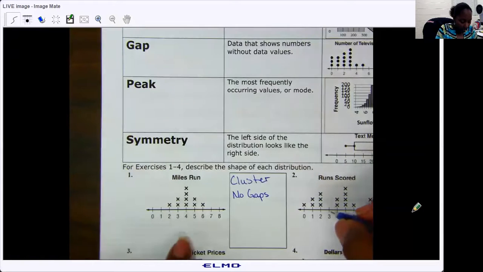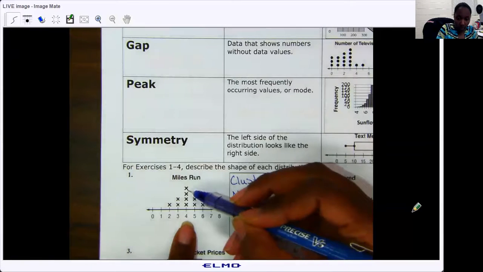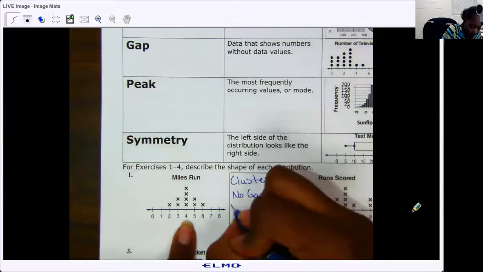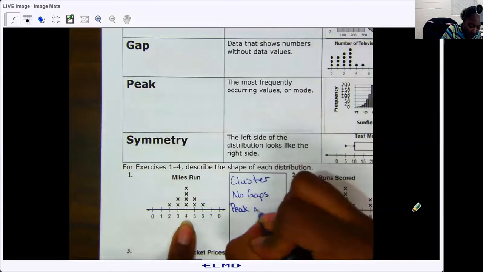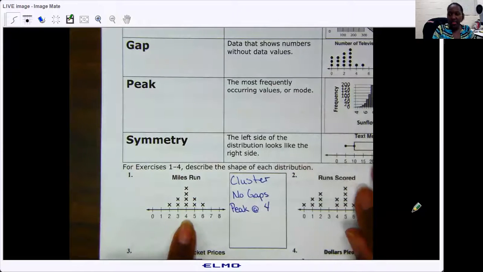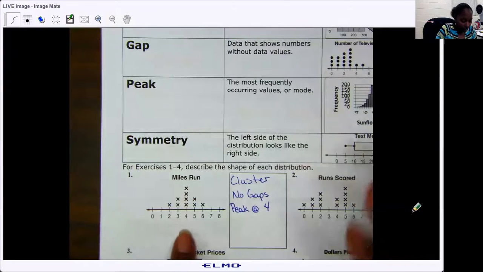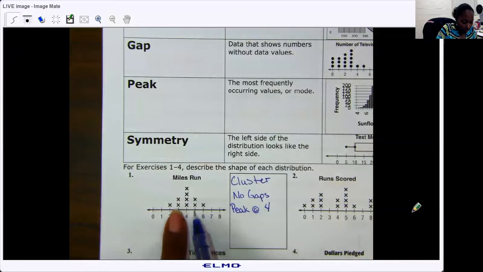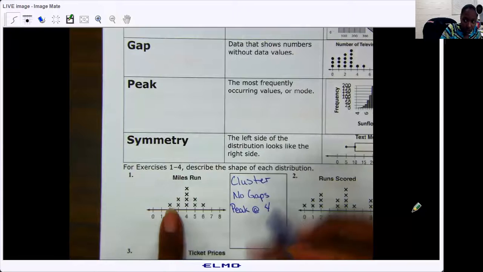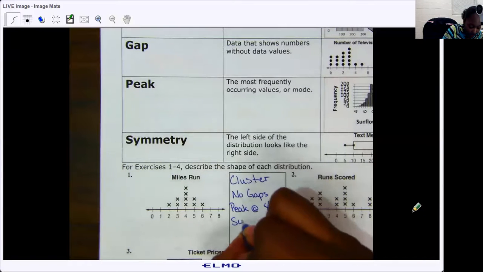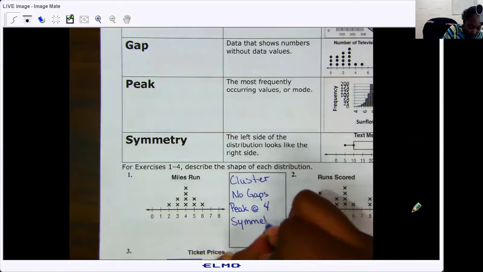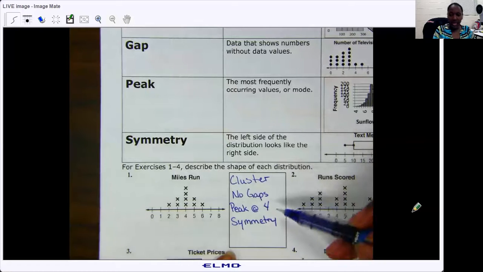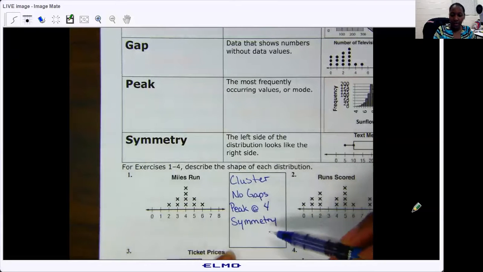Okay. Is there a peak in our data? I would say so. I would say our peak was at 4 because that's the one that has the most X's above it. So I'm going to say peak is at 4. And then how about our symmetry? If we take the middle of our data, I have 2 here and I have 1 here. So it's the same to the left as it is to the right. So there is symmetry going on here. The only thing it didn't have was gaps, but it had the other 3.